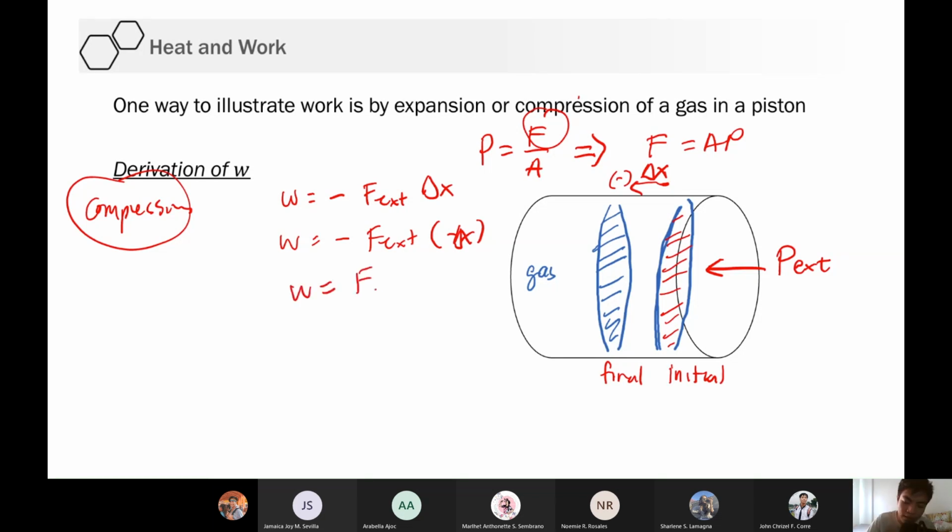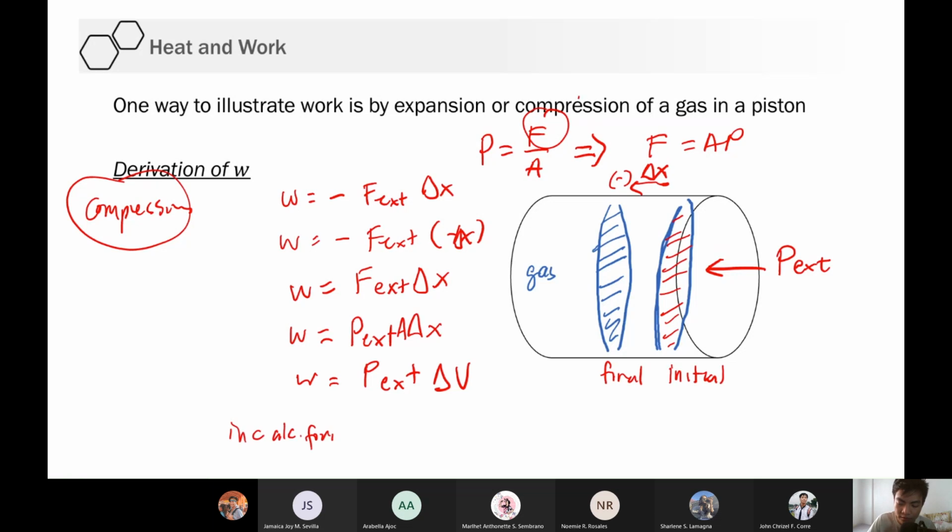Kaya sinabi natin na positive kapag surroundings yung gumawa sa system. Okay? And we know that the force is the pressure outside, so this is the P external, A delta X. And we know A delta X is delta V lang din. So that's W equals P external delta V, or in calc form, dW equals P external dV.